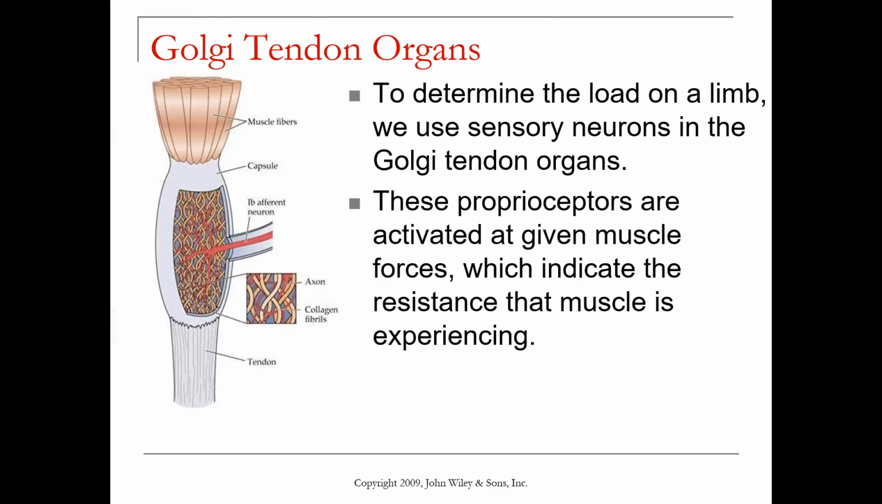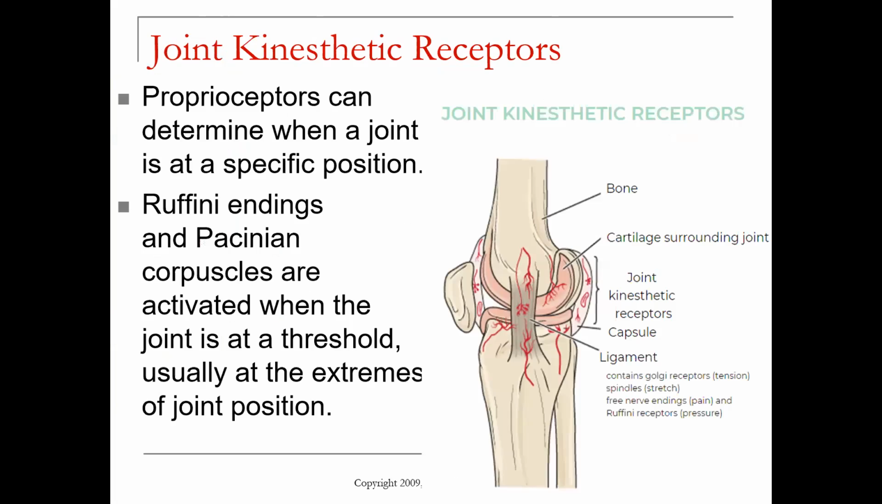And they will tell us what kind of load we are applying to that muscle and how the muscle can respond. If the load increases, the muscle will contract and become more forceful. If the load decreases, then the muscle will contract less. But the Golgi tendon organ tells us what is the load we're dealing with. For example, picking up something heavy as opposed to picking up something light. What force do we apply to do that?